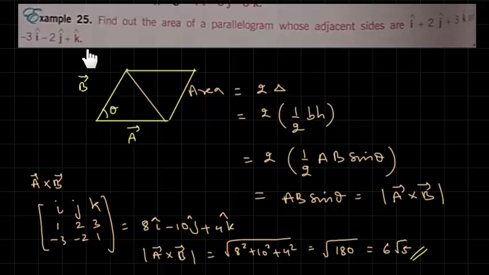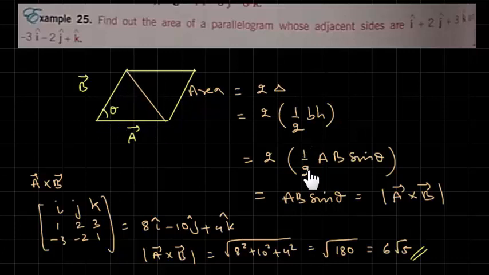Find out the area of the parallelogram whose adjacent sides are i plus 2j plus 3k and 3i minus 2j plus k. So these are the two sides of a parallelogram, and these are the a vector and b vector, and we are supposed to find out the area of the full parallelogram. So let's divide it into two triangles first, and if we know the area of this triangle, we can just multiply that by 2 and we will get the area of the whole parallelogram. So area is 2 times the area of the triangle.